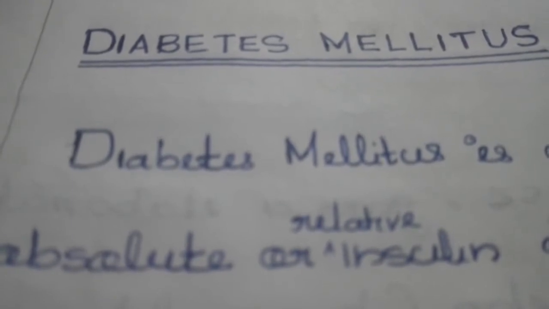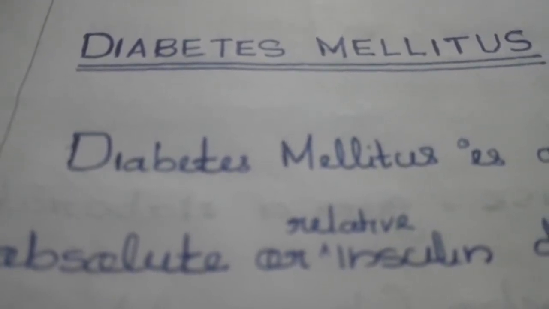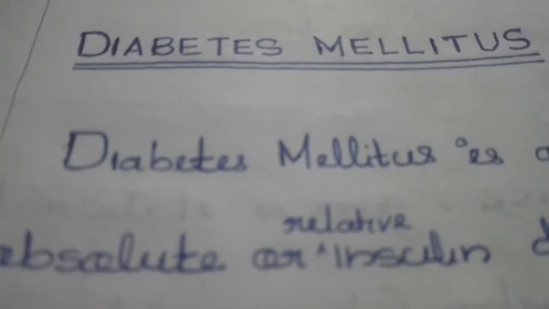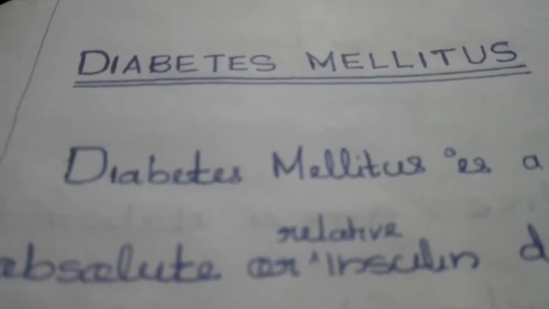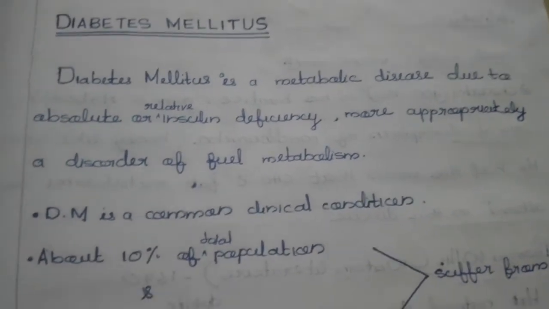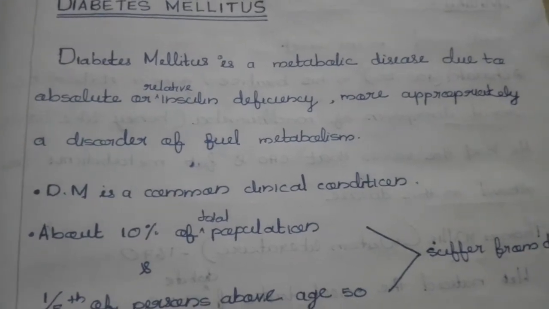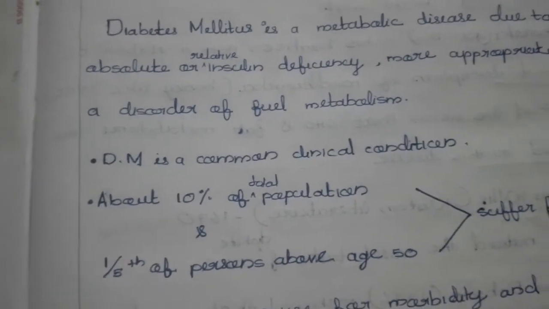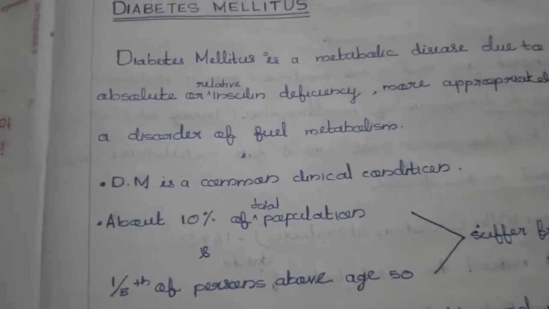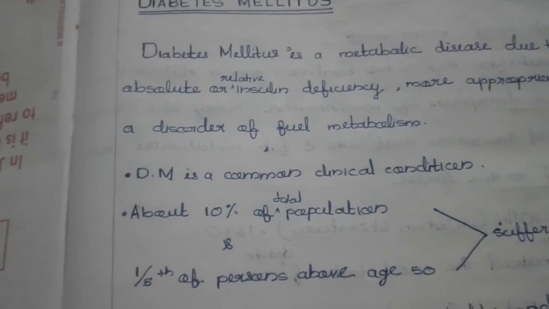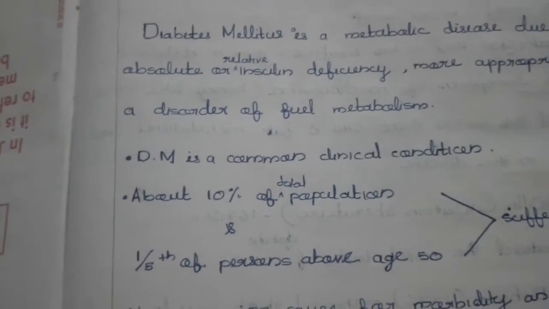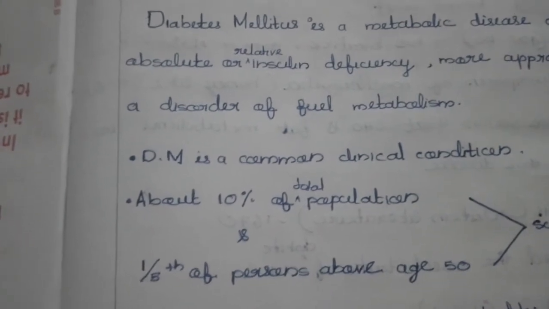Okay, so today I'm dealing with diabetes mellitus, which is a familiar clinical condition, and most probably a common one nowadays. Diabetes mellitus is a metabolic disease due to absolute or relative insulin deficiency. More appropriately, it is a disorder of fuel metabolism. I prepared this note referring to the textbook of biochemistry by DM Vasudevan, and many other textbooks like Satyanarayana and Debajyoti Das. So it's a collaborative note.